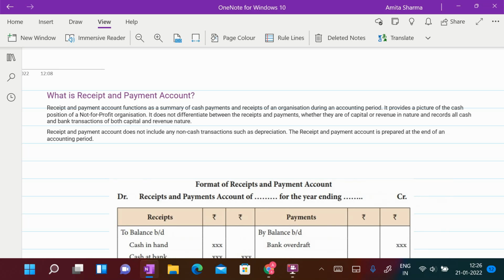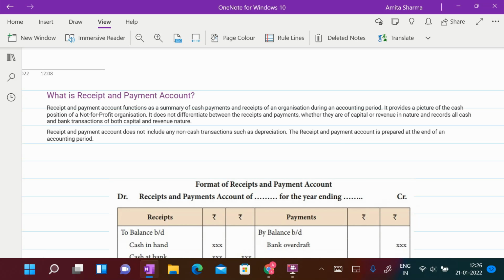Today we all know that a not-for-profit organization prepares three types of accounts: receipts and payment account, income and expenditure account, and balance sheet. And today we are going to discuss two important accounts: the receipts and payment account, which is just like a cash account, and the income and expenditure account of a not-for-profit organization.